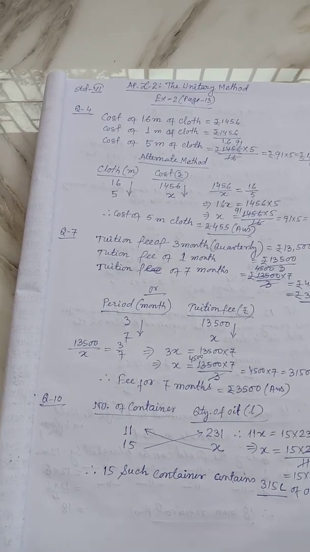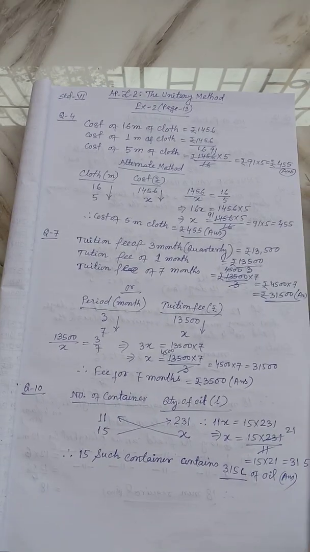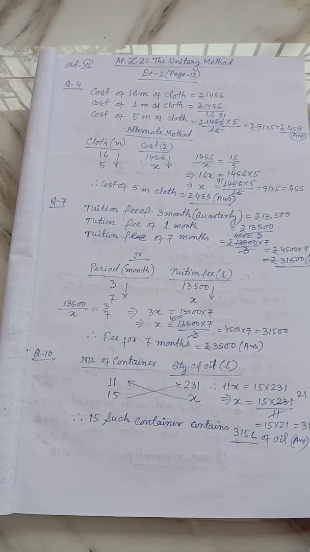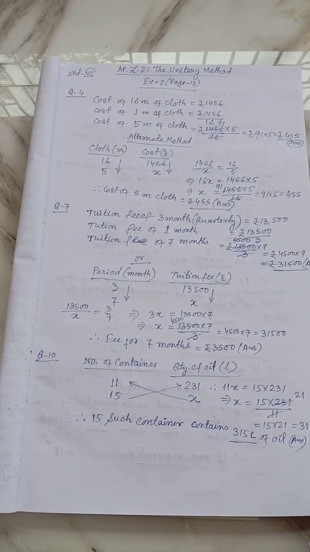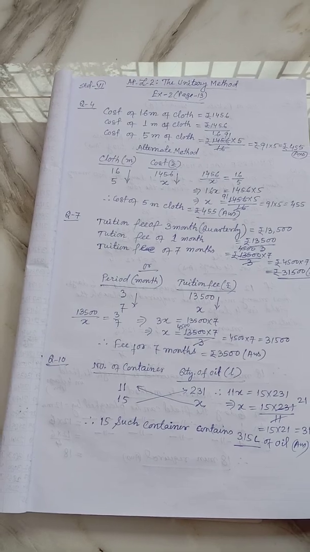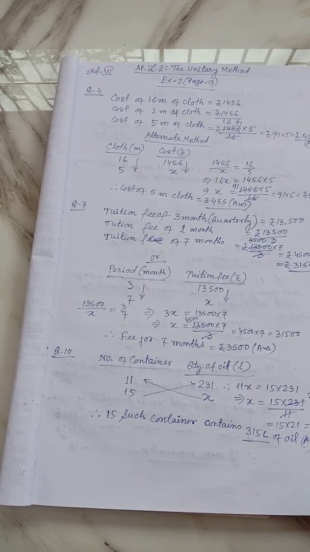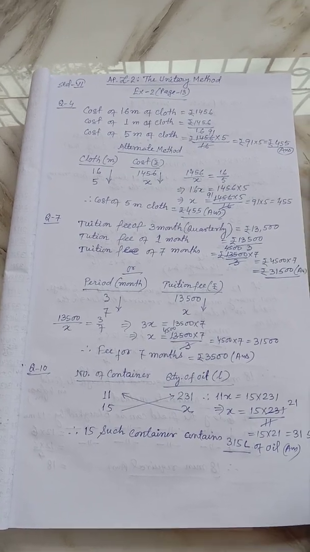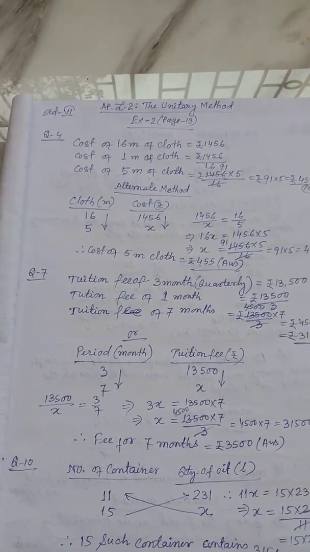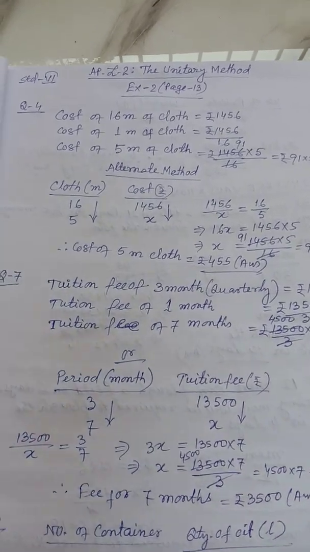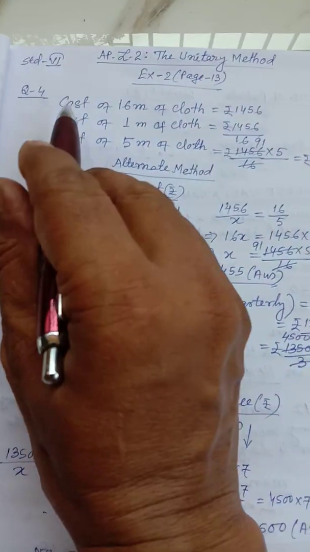I have taken question number 4. Question number 4 says that 16 meter of cloth costs rupees 1456. A man requires 5 meter of cloth to make a suit. How much will he spend on buying the cloth for the suit? That is, 5 meter cloth cost is how much? 16 meter cloth is 1456. If you go for the orthodox method, what will you do?